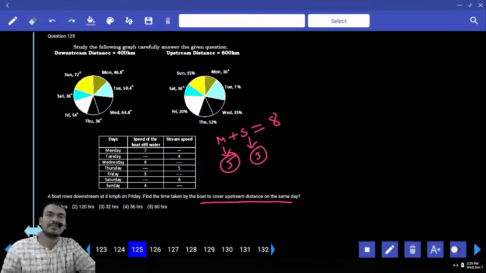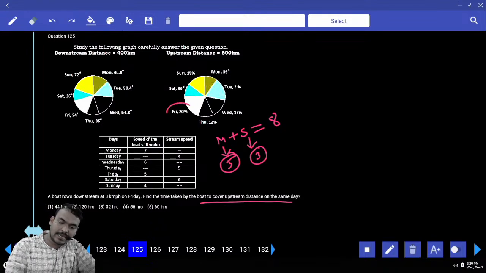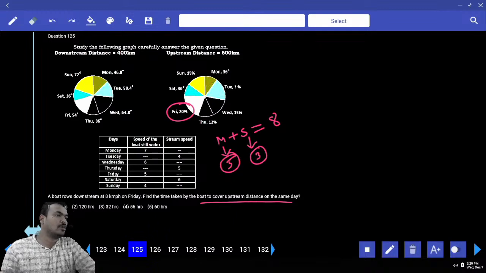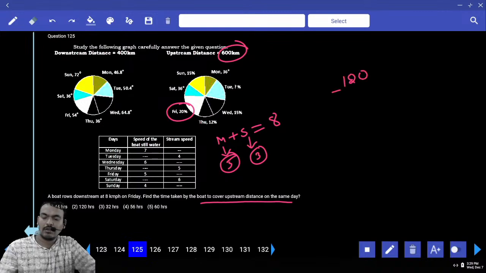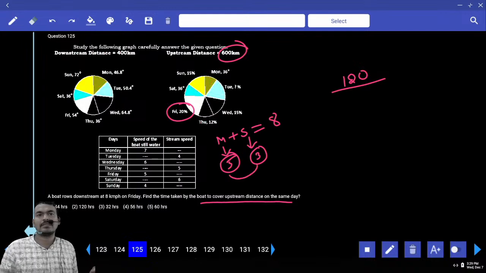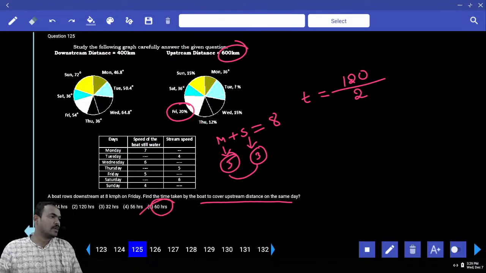Same day. Upstream means second diagram or first diagram? Second diagram. On Friday, the second diagram percentage is how much? 20%. 20% of how many kilometers? 600. What is 20% of 600? 120, or not? 120 is the distance. What is the upstream speed? 5 minus 3 or 5 plus 3? 5 minus 3 means 2, or not? Distance by speed gives which one? Time value, or not? 120 by 2. How many hours? 60 hours, or not?